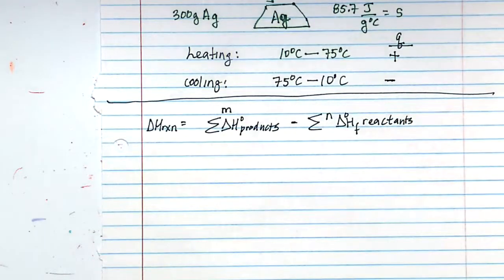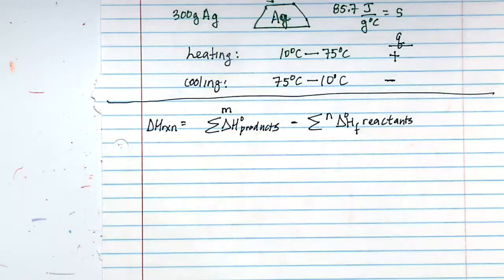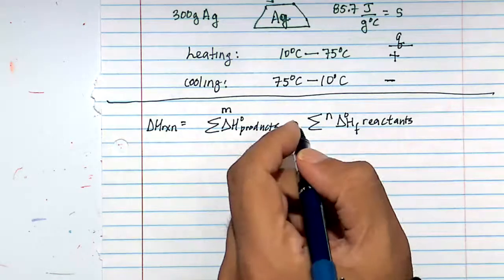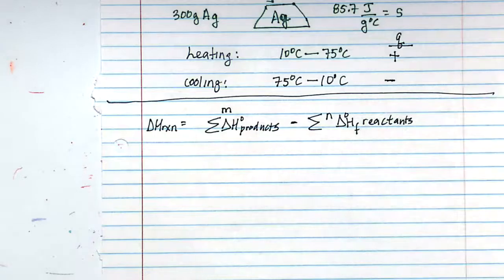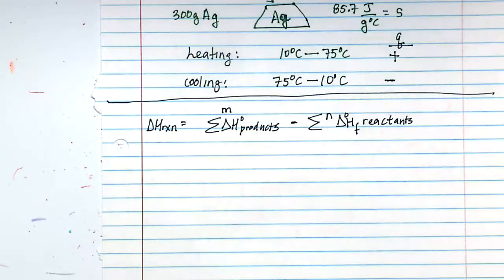Don't forget to multiply by the balanced equation. So I'll give you this equation, but you'll have to know how to use it. Math is a problem here, right? Don't make math mistakes. Okay, distribute that negative and all of that stuff.